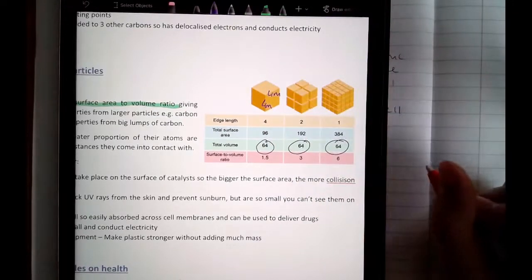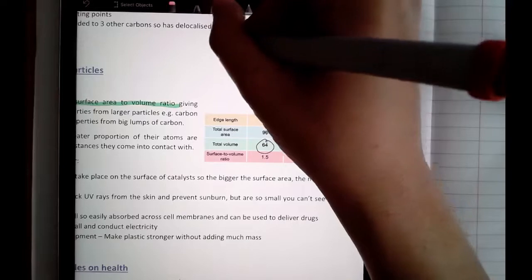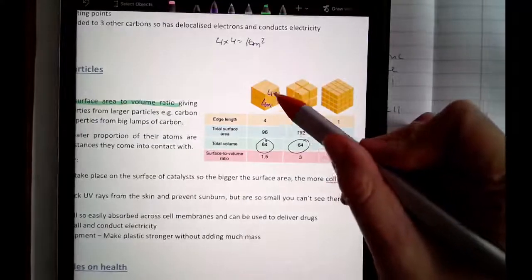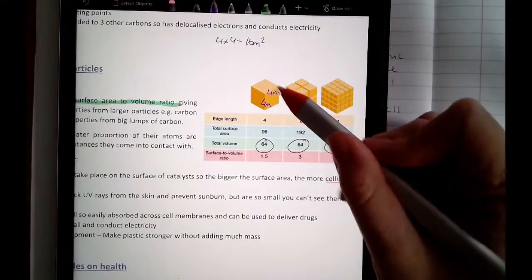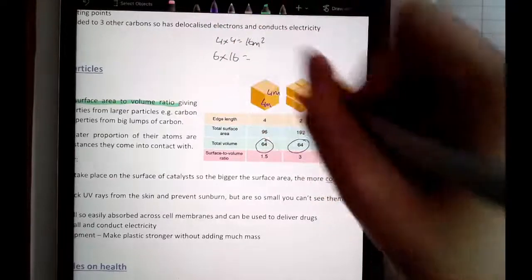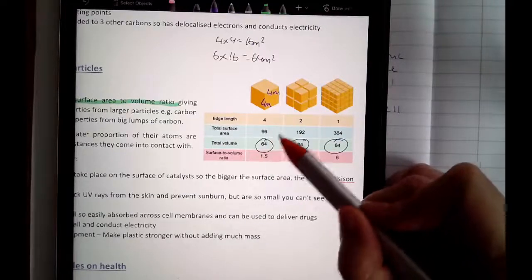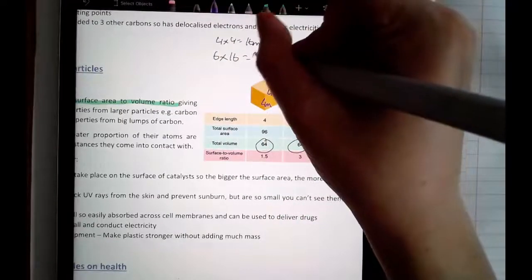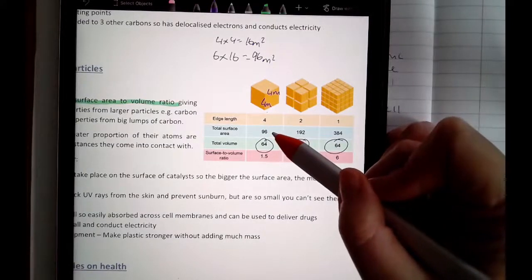So what I can do is take that edge length and work out the area of the face. To work out the area, it'll be 4 times 4, and I get 16 meters squared is the area of one face. And this cube has 6 faces, so 4 around the edge, 1 on the top, 1 at the bottom. So I have got 6 times 16, giving me an answer of... 6 times 16 is not 64, 6 times 16 is 96. So I can say that the entire surface area for this cube is 96 meters squared.